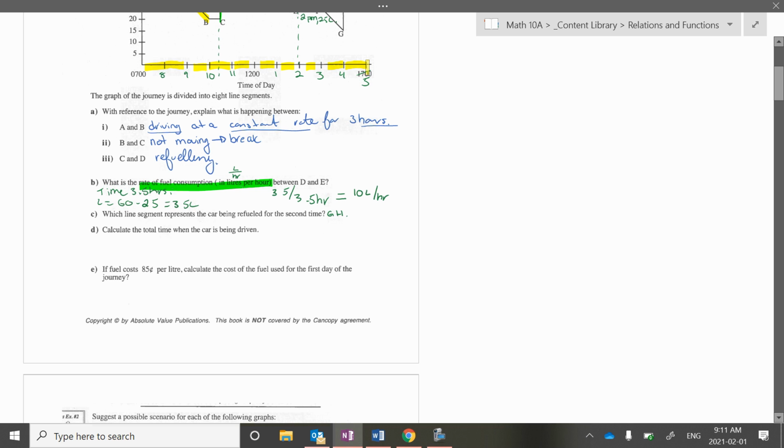So 10 hours for their day, minus something though. So they had 10 hours total, but we got to take away their breaks. They broke for an hour and a half. So what's 10 minus 1.5? 8.5 hours. This is a massive day.